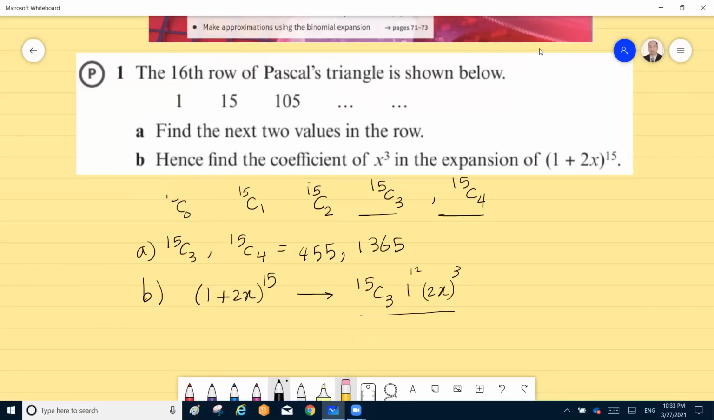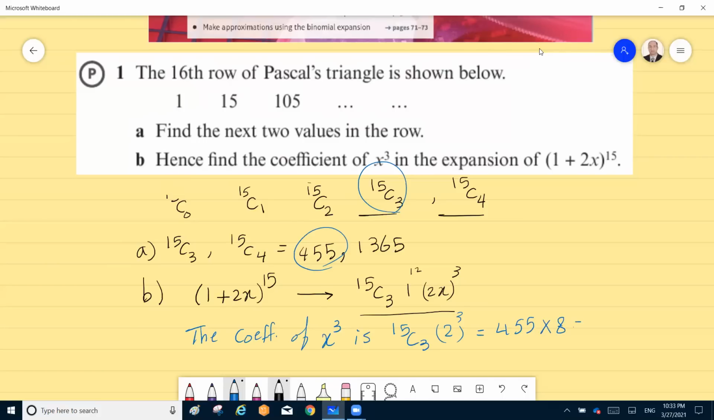The coefficient now is this amount. The coefficient of x cubed is 15C3, which is this number, okay? Times 2 power 3. That equals 455 times 2 power 3, which is 8. The answer is 3,640. This is the answer, okay?